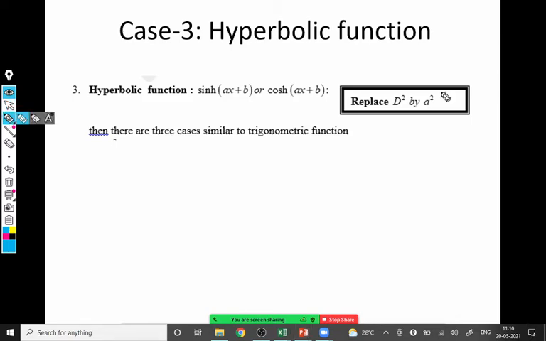Once we replace d square by plus a square, we have exactly similar cases to those in a trigonometric function. In trigonometric function, case number 1, we said the denominator can be 0 when we replace d square by a square. How to handle the situation of replacing d square by a square and getting 0? Yes, how to handle?